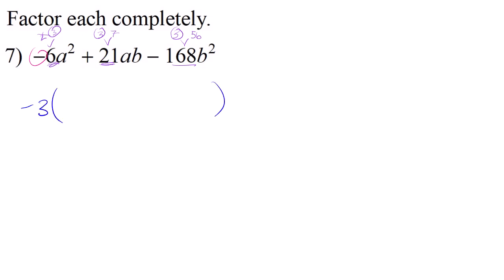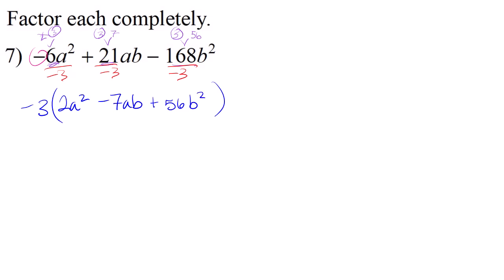Now we put our leftovers back inside. Remember, we're going to divide. This is something you don't have to write down, but just do mentally, or you can write it down. Negative 6 divided by negative 3 is positive 2. Bring down the a squared. 21 divided by negative 3 is negative 7. Bring down the ab. Negative 168 divided by negative 3 is positive 56. And then we bring down the b squared.